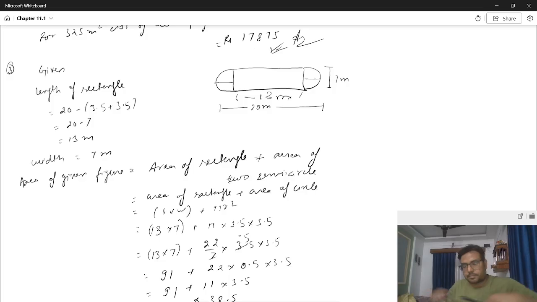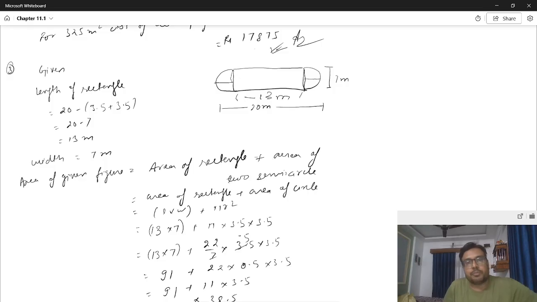The width of the rectangle is given in the figure. It is 7 meter. This is the width of the rectangle. Now we have to find the area and perimeter. So first we will find the area. The area will be the area of this rectangle and the area of this part and this part.